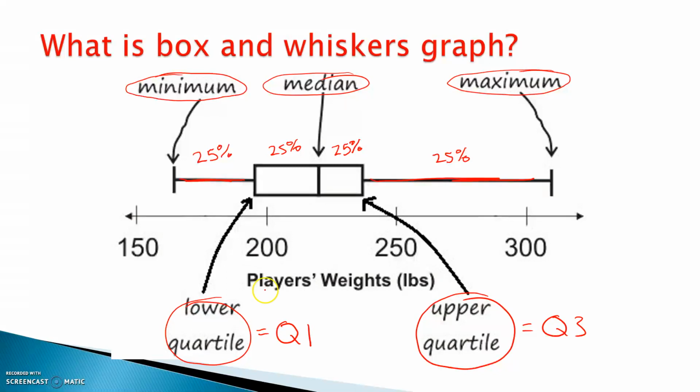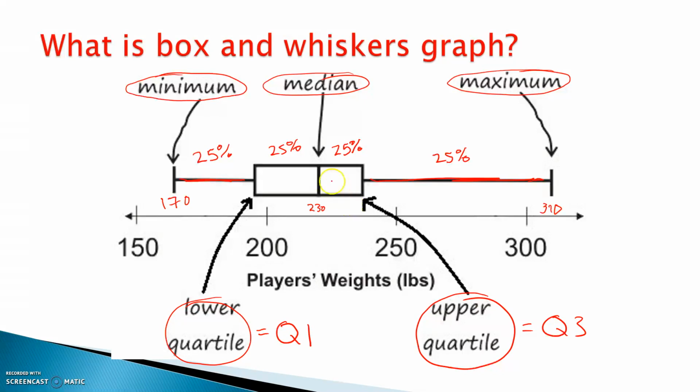So here, for example, we have players' weight in pounds. I can right away see that the heaviest guy on here is probably sitting somewhere up here at like 310 pounds, and the smallest guy is probably sitting over here at like 160 or 170. If you take a look at the middle, it's right here, somewhere between 250 and 200, which is probably somewhere, let's say, 230.